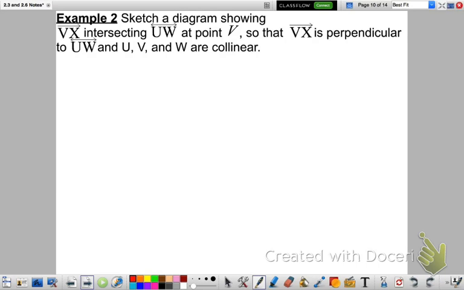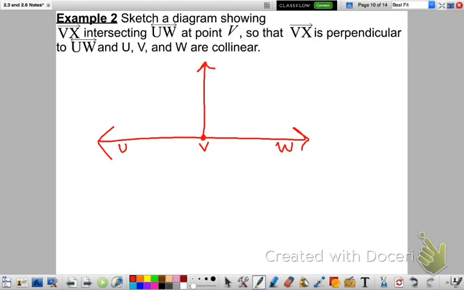We have a line UW and a point V that is collinear with U and W. We have a ray VX so that VX is perpendicular to our line. Done. Now this VX could have come off towards the bottom, could have been more left or more right, as long as your picture has that it is on the same line with U and W, and there's a right angle, we're good to go.